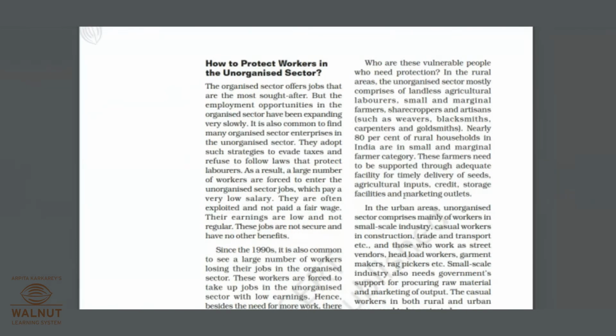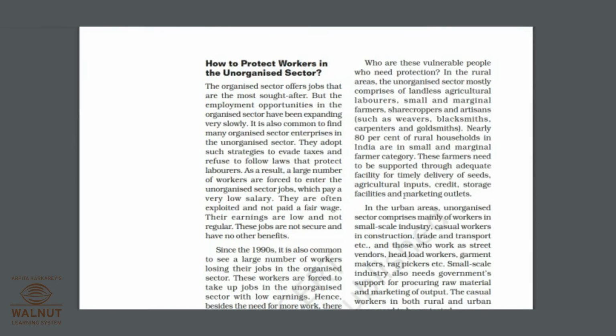Now, how to protect workers in the unorganized sector? The organized sector offers jobs that are the most sought after, but the employment opportunities in the organized sector have been expanding very slowly. It is also common to find many organized sector enterprises in the unorganized sector. They adopt such strategies to evade taxes and refuse to allow laws that protect laborers.